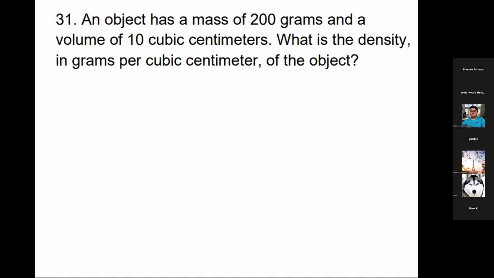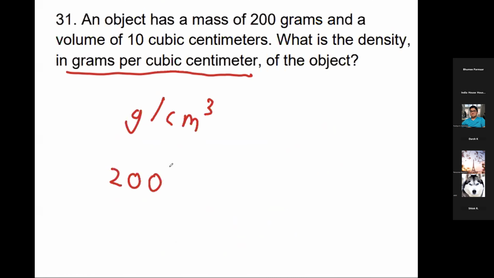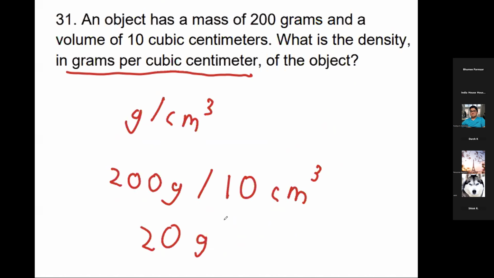Okay, so for question 31, it asks what is the density in grams per cubic meter? So that's just grams per centimeter cubed. And we're given some values. So we have 200 grams per 10 cubic centimeters. So we have 10 cm cubed. We just have to divide. So 200 divided by 10 is 20 grams per centimeter cubed. So the correct answer is 20.